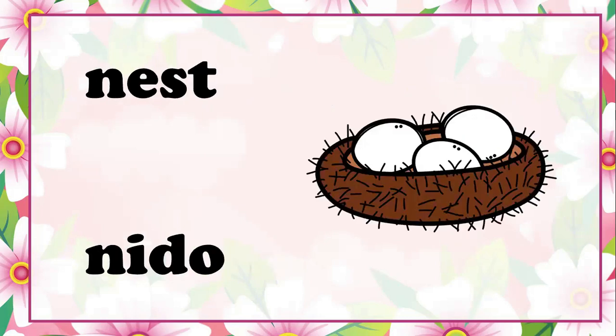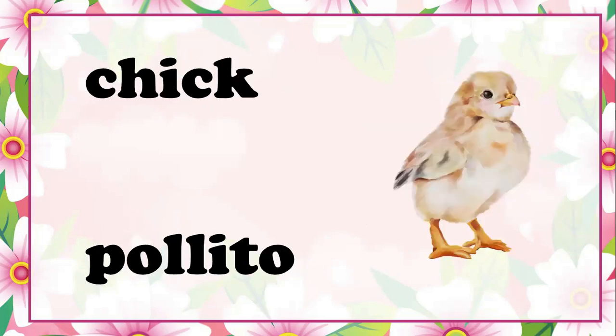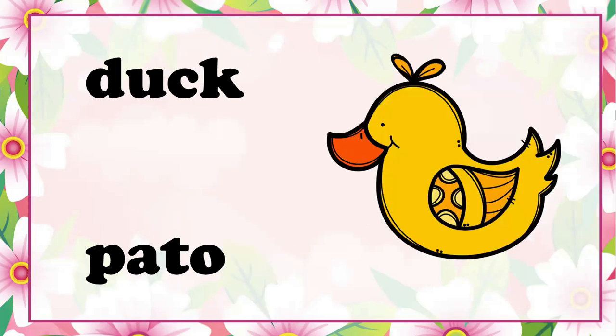Nest is nido. A chick is a pollito. Now this is a baby chicken, is a pollito. A chicken is a pollo. The ito means a little one, so pollito is a chick. A duck is a pato. If you had a little duck, a duckling would be a patito.